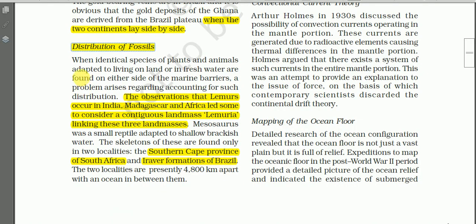When identical species of plants and animals adapted to living on land or in fresh water are found on either side of marine barriers, a problem arises regarding accounting for such distribution. See, identical means similar species of plants and animals adapted to living on land or in fresh water are found on either side of the marine barriers, means on either side of the ocean. A problem arises regarding accounting for such distribution.